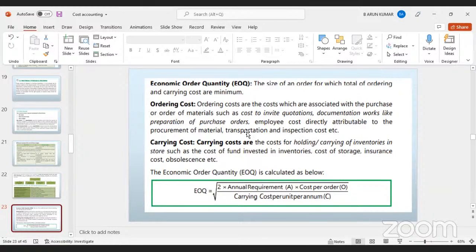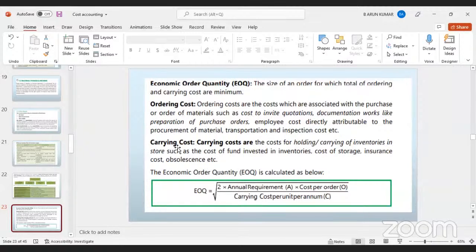And documentation work like preparation of purchase orders, and employees' cost directly attributable to the procurement of material, and transportation and inspection cost. Our stores department employee goes to the supplier's place, sees the material, and then purchases it. So this amount is also included in the economic order quantity.